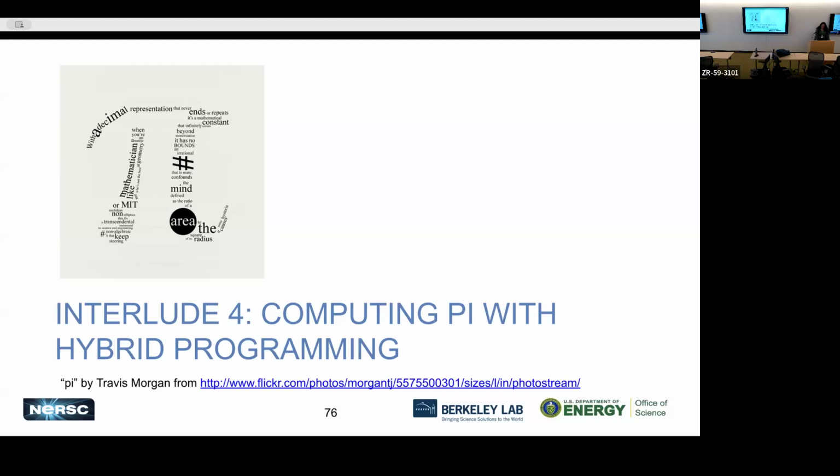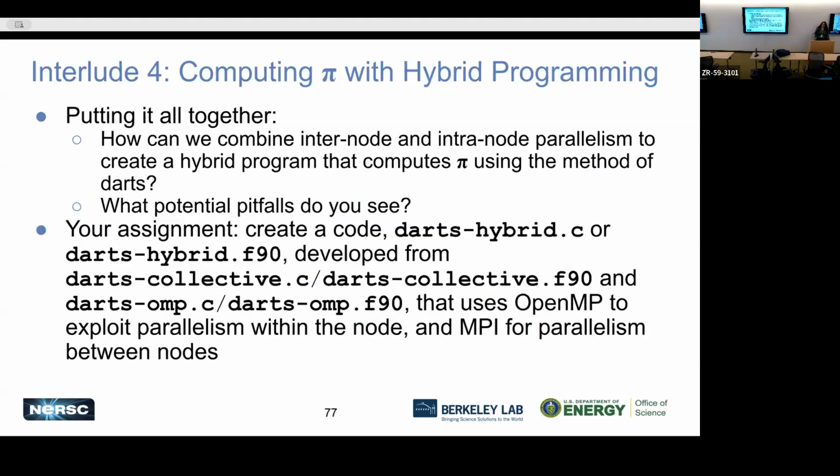Okay, so we're now going to compute pi with hybrid programming. That's going to be our next exercise. So we will have done the OpenMP version. We will have done our collectives version, right? And so we're going to combine those into a hybrid version. Yeah, that's our next step.